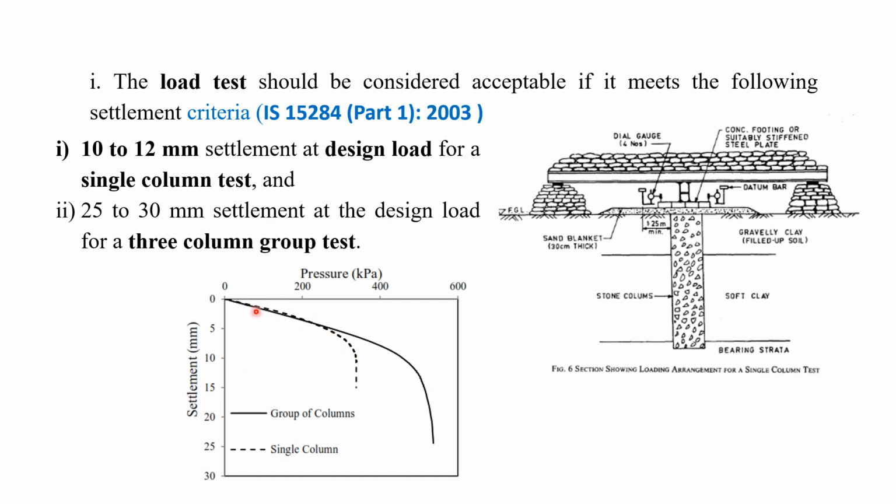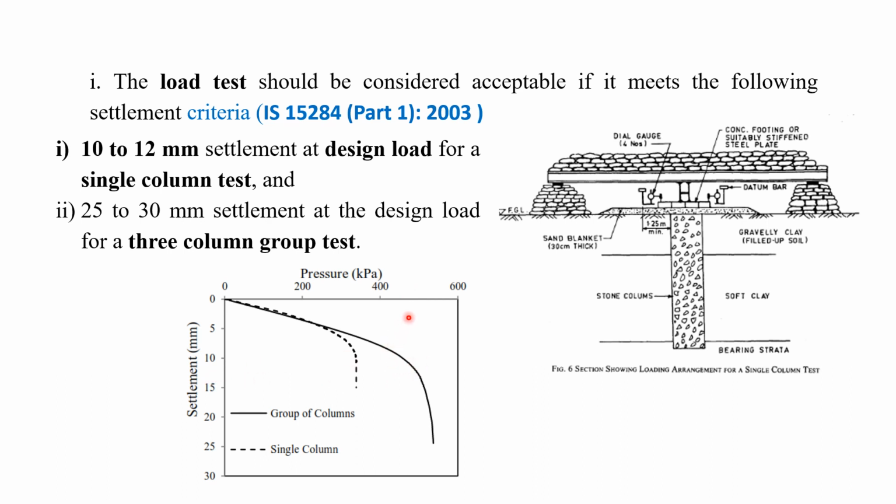You can see for the single column, the graph is given in the form of a dotted line, and for the 3-column test, the solid line is given there. Wherever this graph moves downwards, we have to plot a tangent. We can plot the tangent at this line and the tangent from this line. Wherever they cut, we draw a vertical line. The vertical line cuts the x-axis at the ultimate bearing capacity, and accordingly we can also find out the settlement.